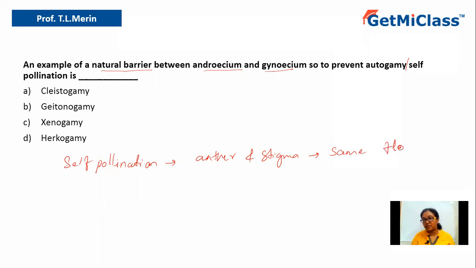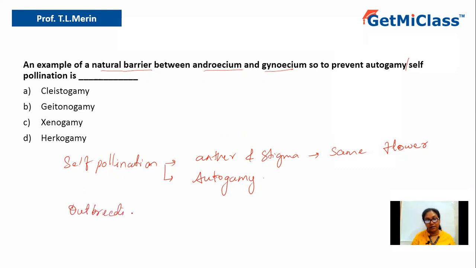The scientific term is autogamy. So self-pollination is also known as autogamy. Auto means self. Now they are talking about the natural barrier. So we know that artificially we can avoid self-pollination by removal of the anther, which is called emasculation. But they are asking about natural barrier. So these natural barriers are called outbreeding devices.